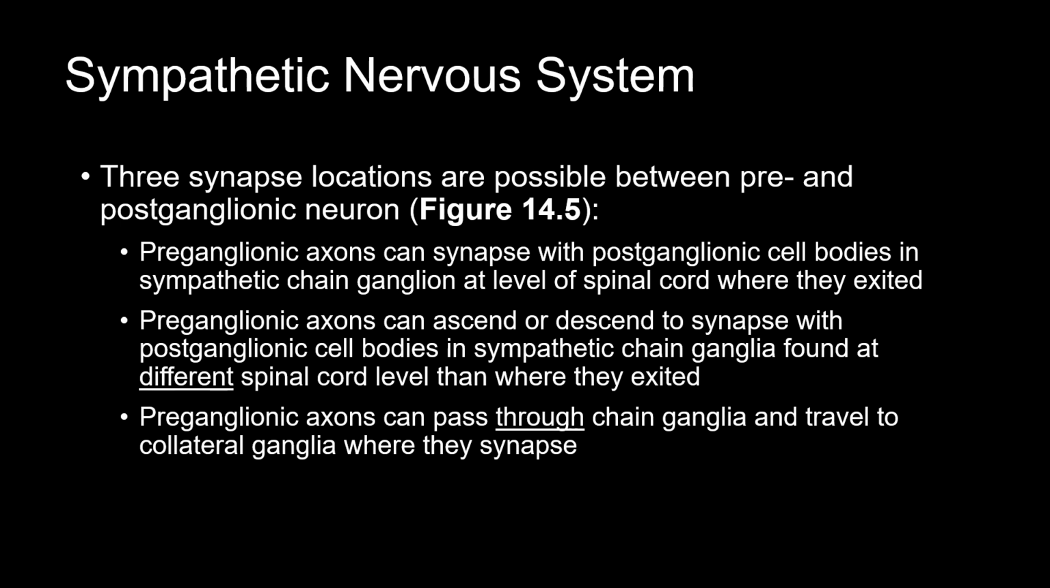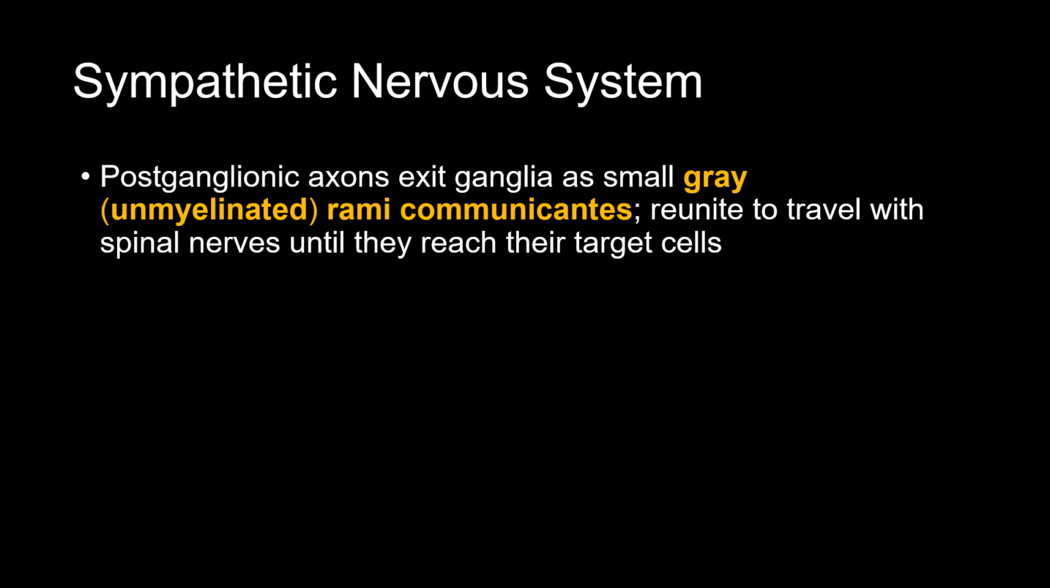So here we should have an image. I'm sorry, the image is after this slide. The postganglionic neuron, okay, this axon is going to run its course and then it's going to innervate the target cells. Now, these postganglionic axons can take the first two pathways to exit the ganglia as small gray rami communicantes.